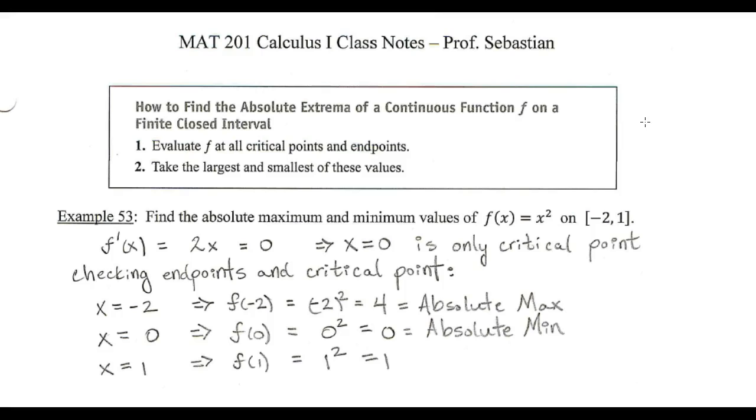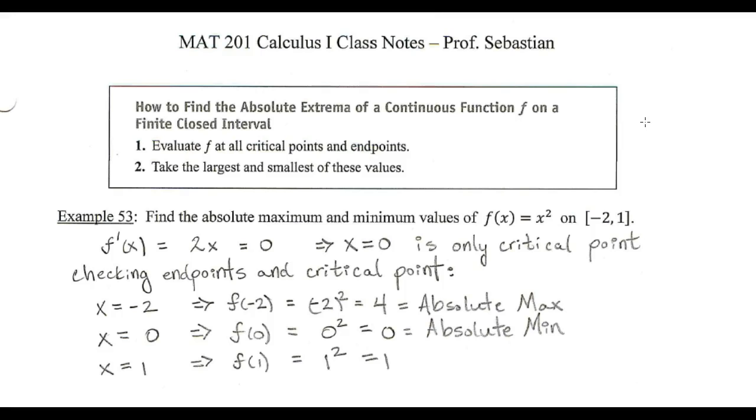So we're going to do all three examples 53, 54, and 55 in this video. All of these are about how to find the absolute extrema of a continuous function on a finite closed interval. So in other words, where we are including the endpoints of that interval. So, what you learned in going through the notes is that absolute extrema occur either at the endpoints of an interval, if we include the endpoints, so a closed interval, or they occur at critical points, right?